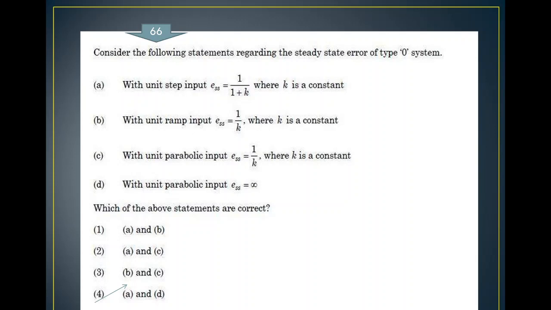Which of the following statements are correct? Option first A and B, option second A and C, option third B and C, and option fourth A and D. Correct option number 4, A and D. Next question.